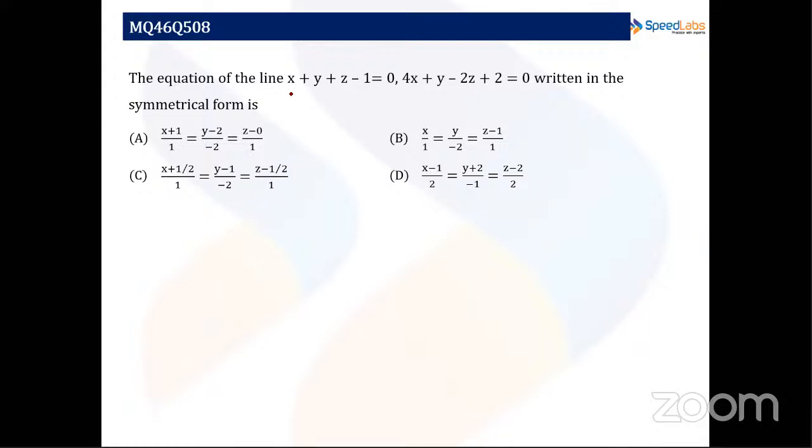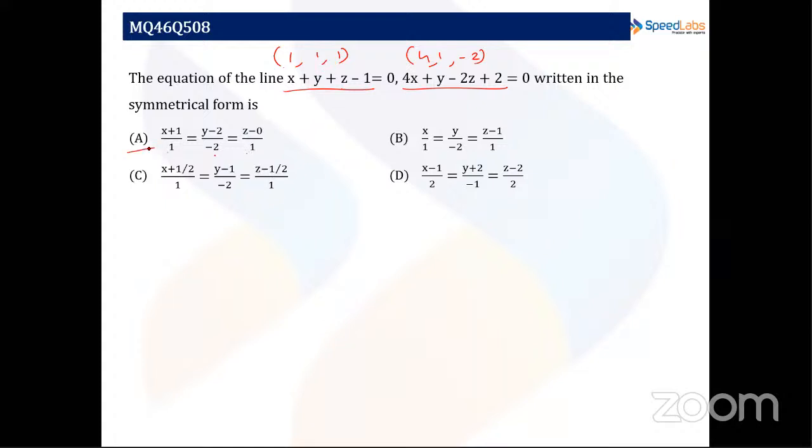Here we are given the equation of the lines written in the symmetrical form. See, what you can do here is, first of all, let us check what will be the direction cosines. For that, you don't need to solve this thing. You can just see 1, 1, 1 is the direction ratios of the perpendicular to this plane. 4, 1, minus 2 are the direction ratios of the perpendicular to this plane. So let's check it. 1 into 1, minus 2 into 1, 1 into 1, it is 0.